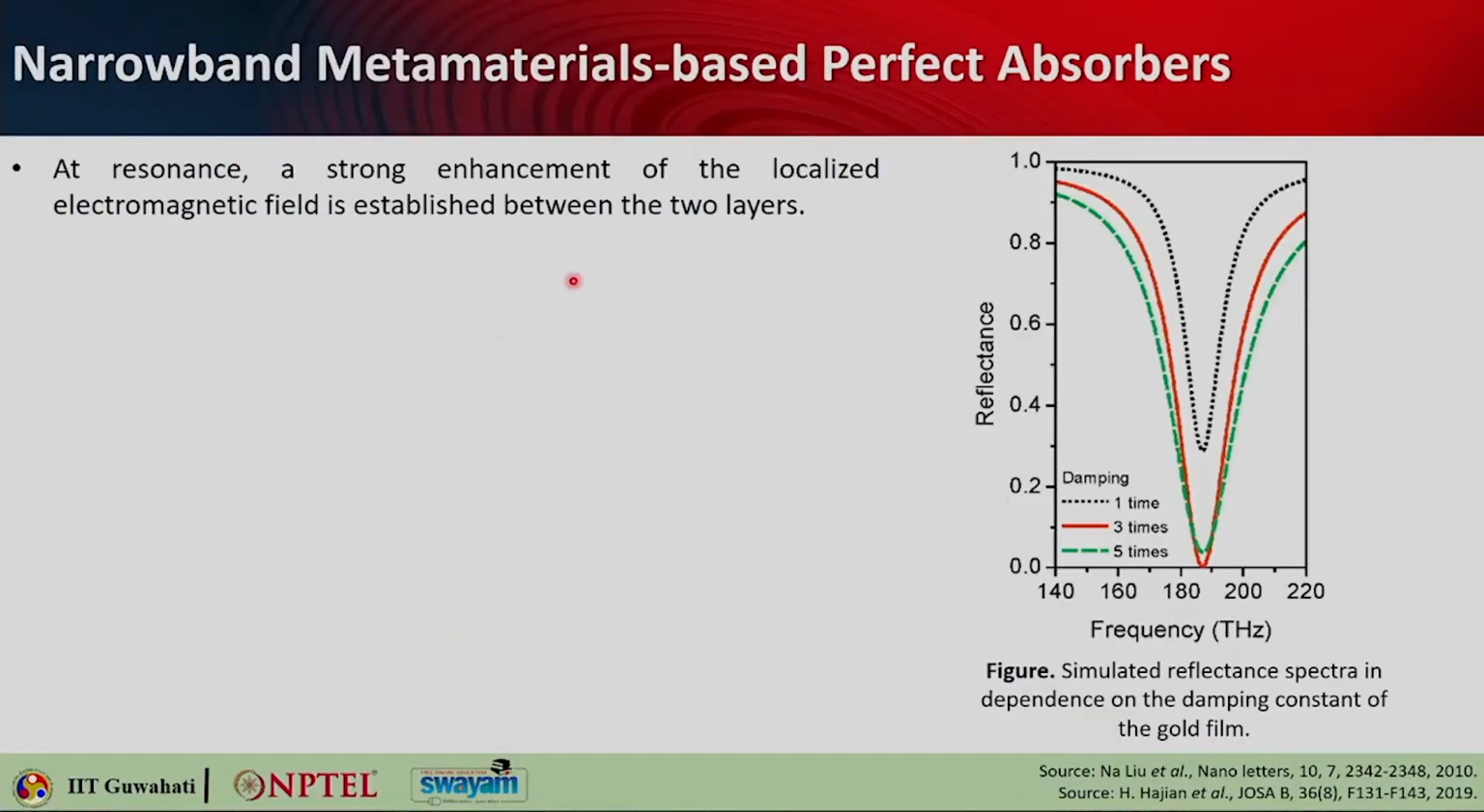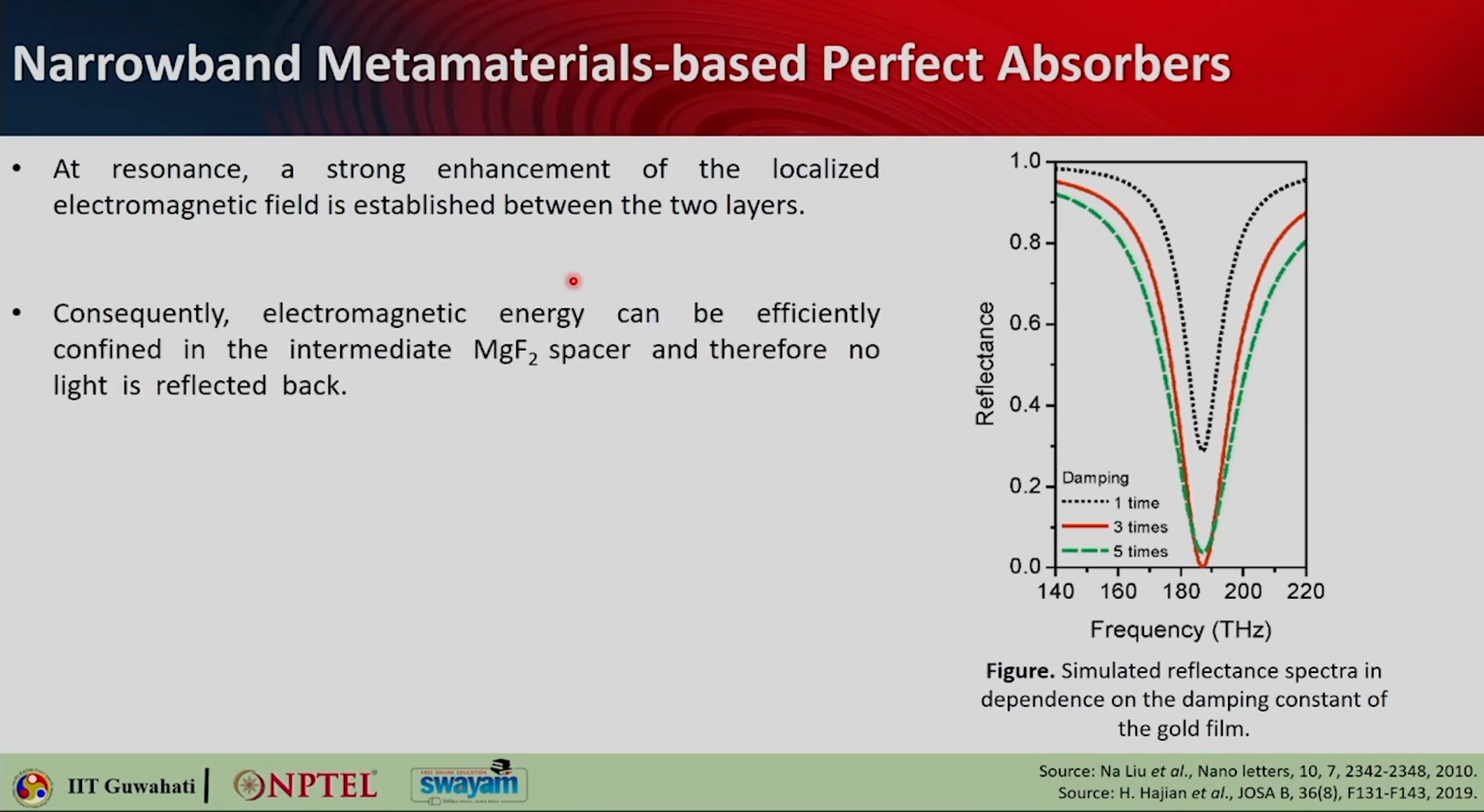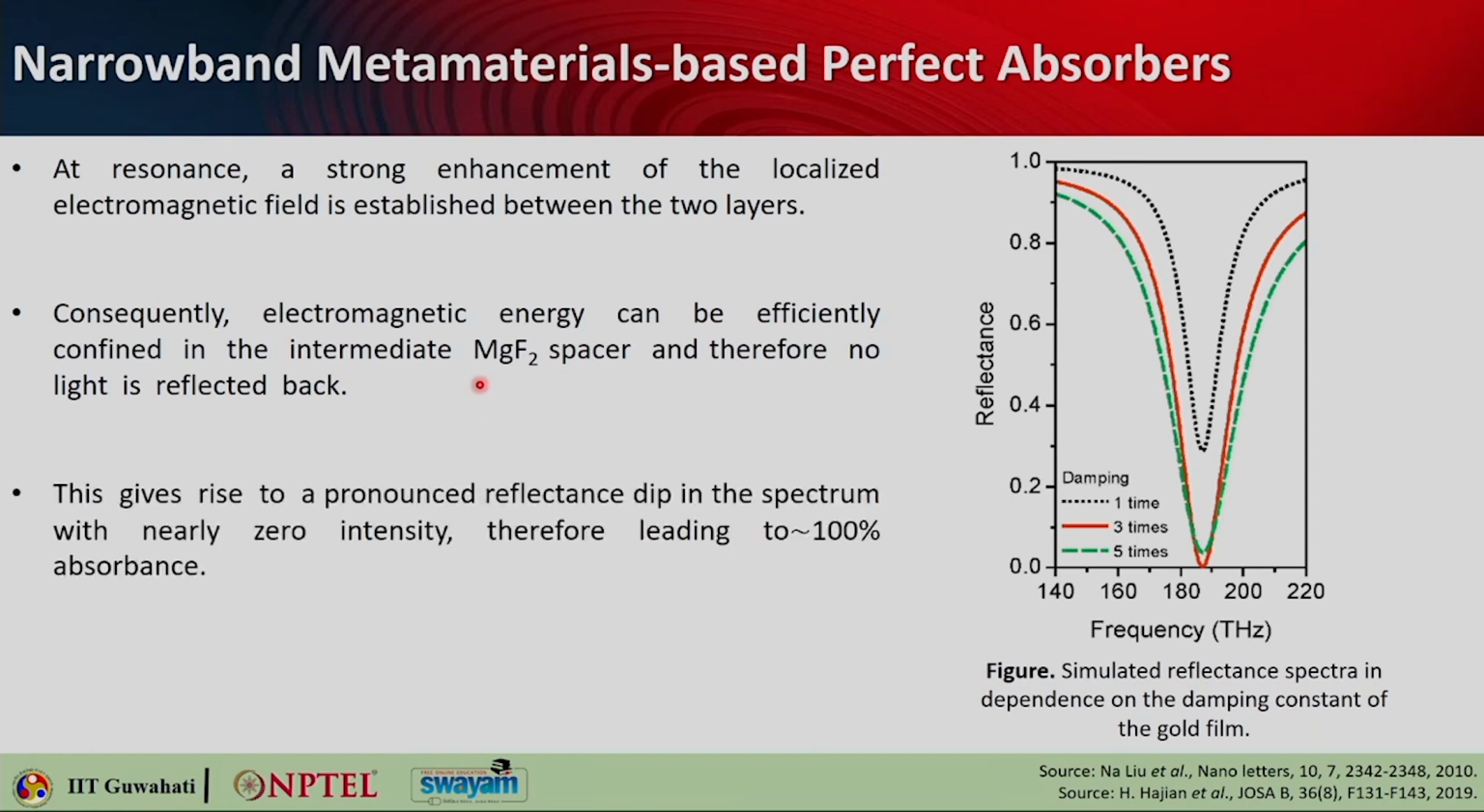At resonance, a strong enhancement of the localized electromagnetic field takes place between the two metallic layers. So there is a gold disc and then there is a gold film, and in between there is a thin spacer layer, which is the dielectric. This electromagnetic energy can be efficiently confined in this intermediate spacer layer, and that ensures that no light is reflected back. So you are basically trapping the energy.